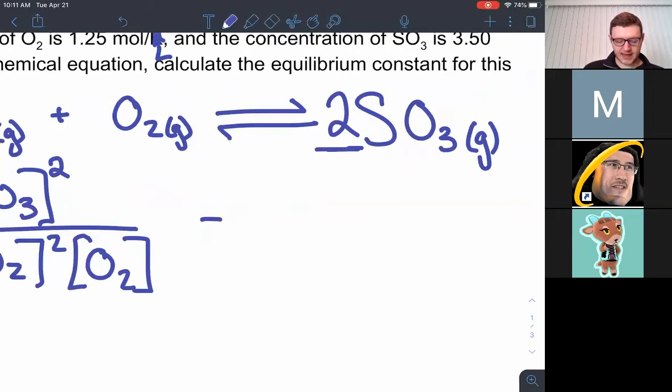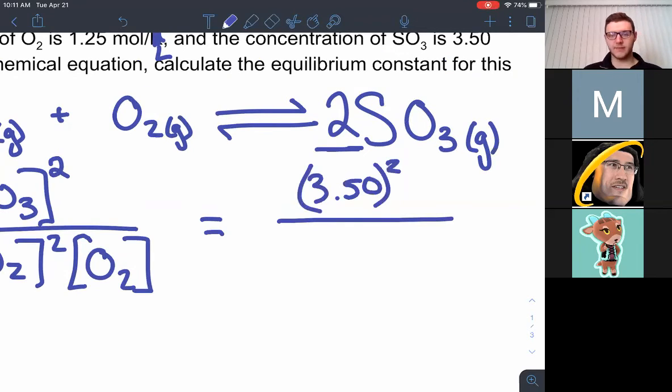So it said that the concentration of SO3 is 3.50. So we have 3.50 squared on the top. On the bottom, we have our concentration of sulfur dioxide, which is 1.5, and we need to square that concentration as well. And we need to multiply it by our oxygen's concentration, which is 1.25.